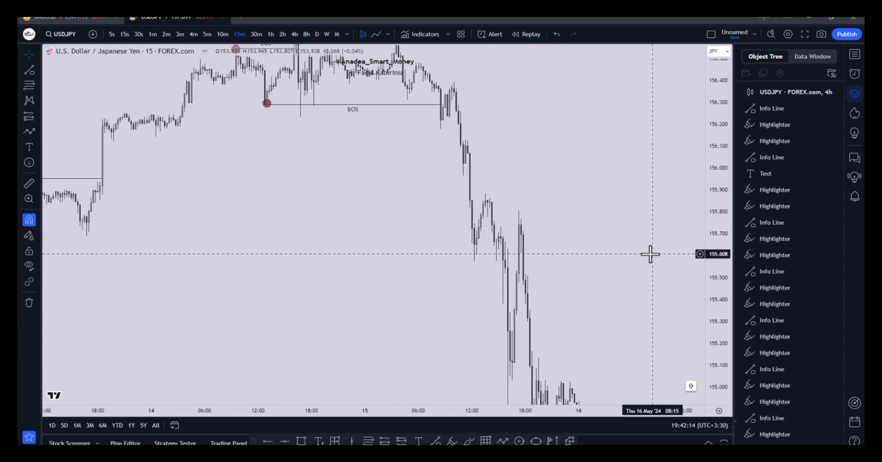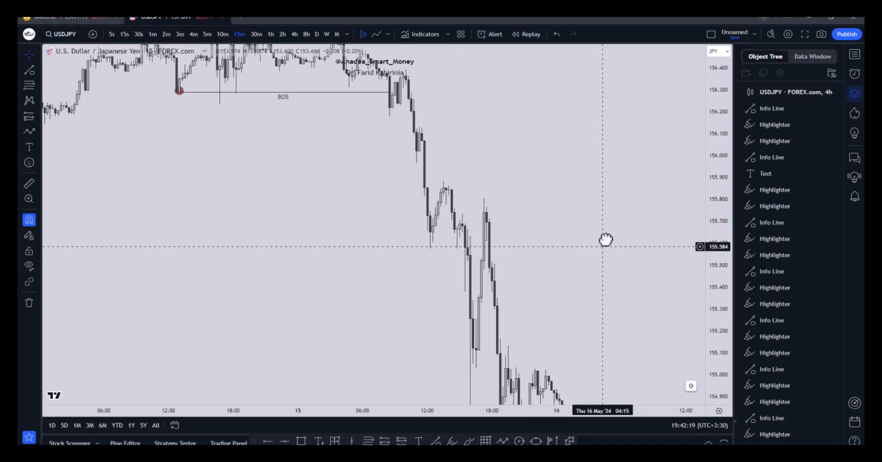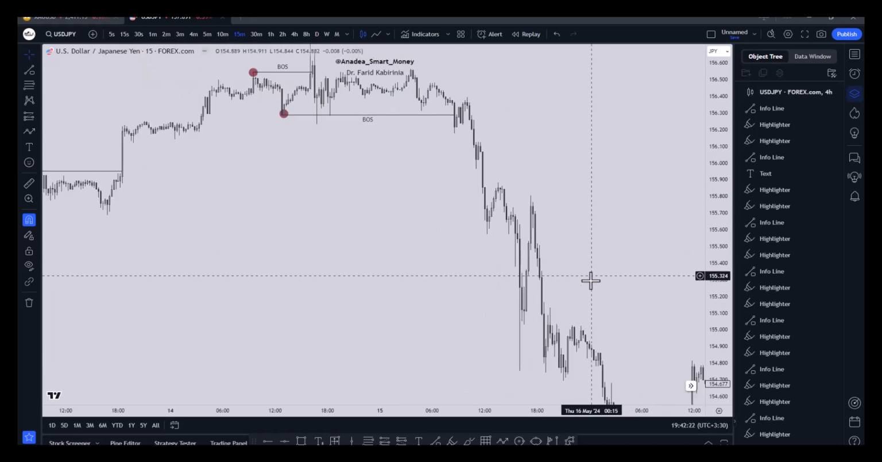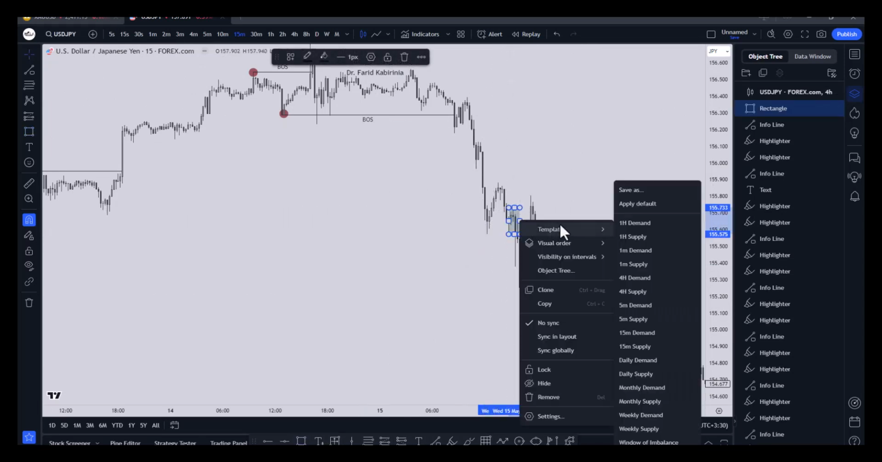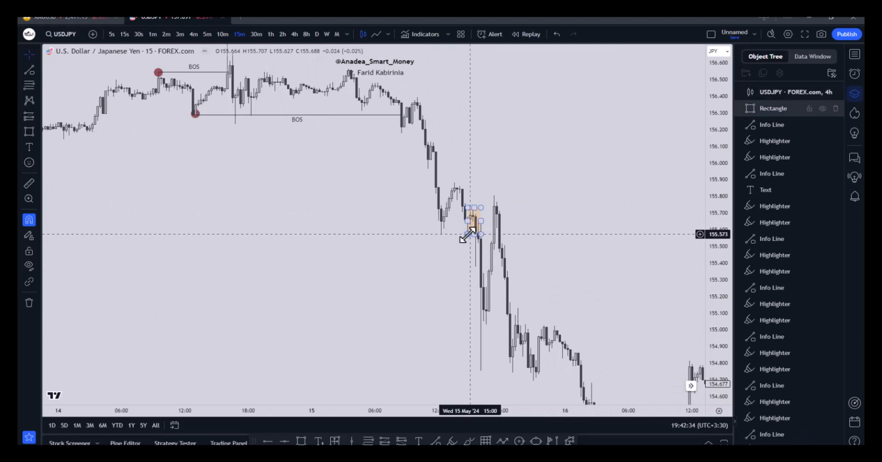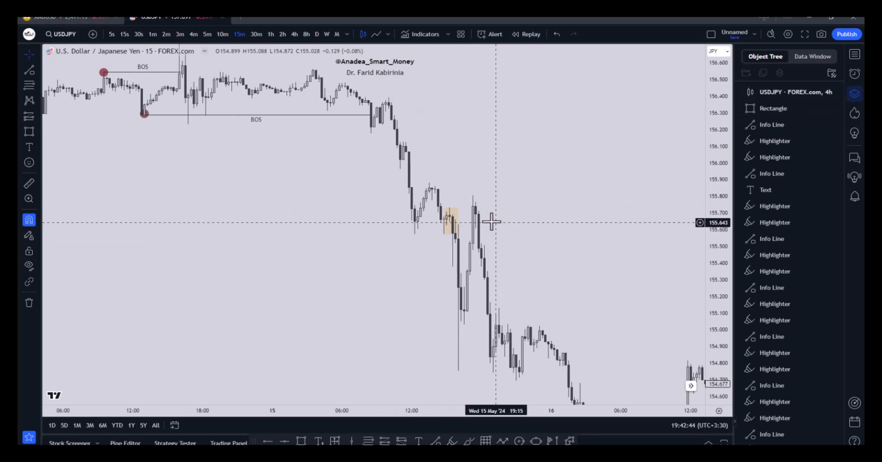Let's see if price has closed above this supply. Yes. Let's see if this supply meets our criteria, this supply range in 15 minutes. So let's see if it has closed below the previous low. Yes, the previous low was here and it has closed with a body below this previous low. So our first criteria is met.